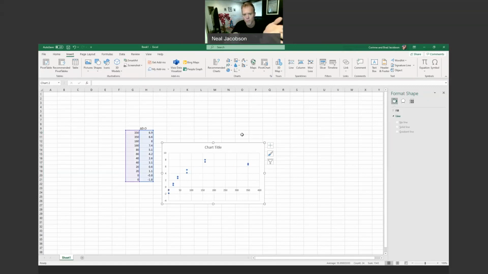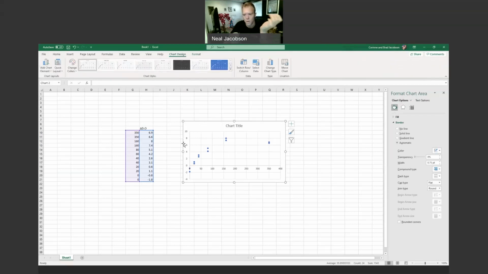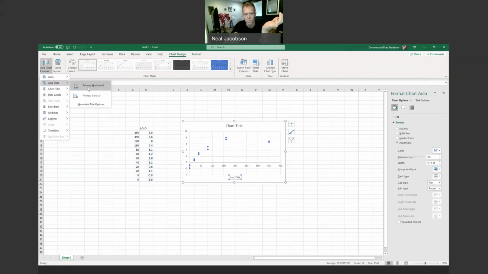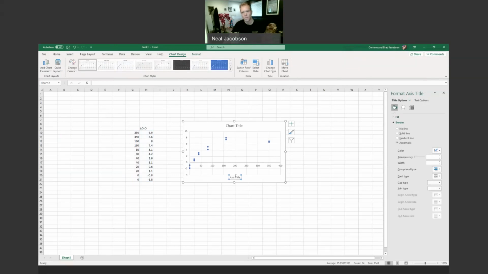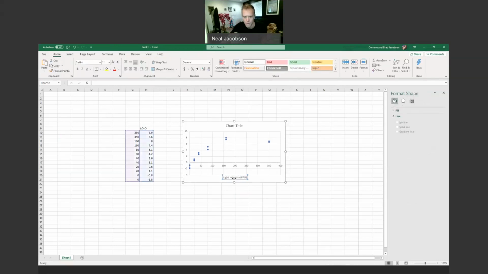Now, what we can do now that we have this chart is add in our information. We can add in our chart elements. So we can add in our axis titles. Let's go primary horizontal. What are we looking at here? We're looking at light intensity using our PAR meter. So that's our light intensity.